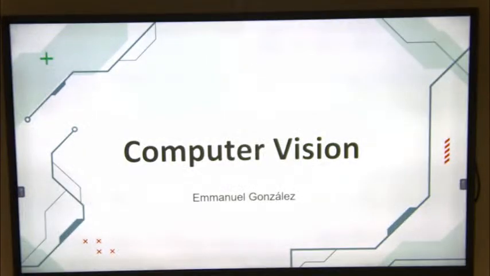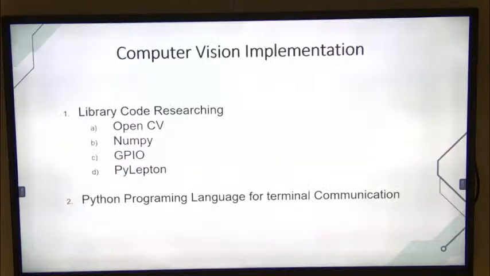Okay, so for the computer vision part, we start with the OpenCV library. With OpenCV, we do all the image processing, and we use NumPy to store all the normalized data. We use the GPIO to control all the components, in this case, accelerometers and limit switch.